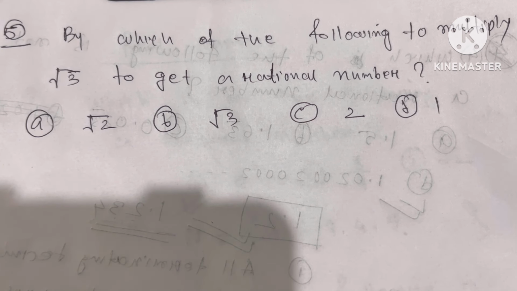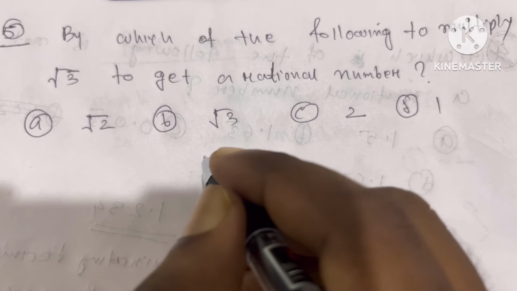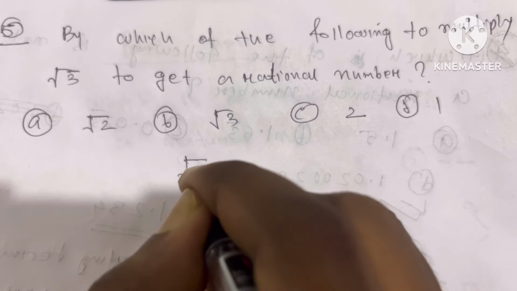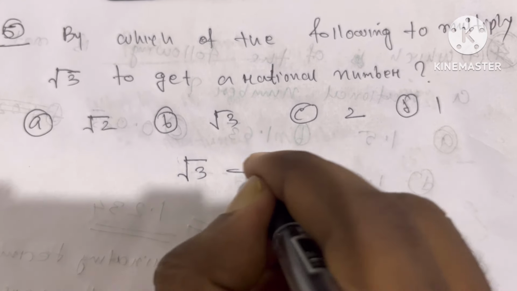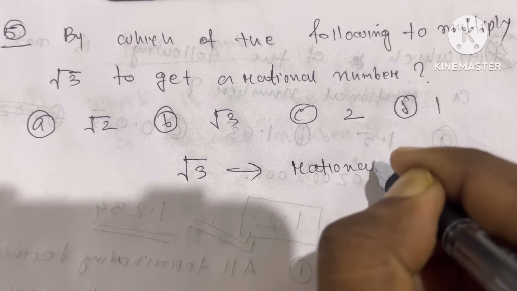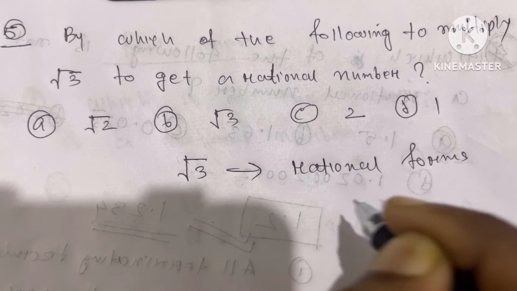So question number 5. By which of the following should we multiply root 3 to get a rational number? Means the question is how will we convert root 3 to rational form. By multiplying by what smallest number can we convert root 3 to a rational number? Converting root 3 to rational form means how will we remove the root from 3. So this is very simple.